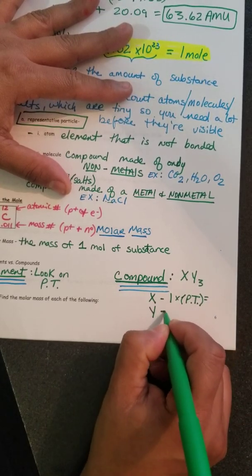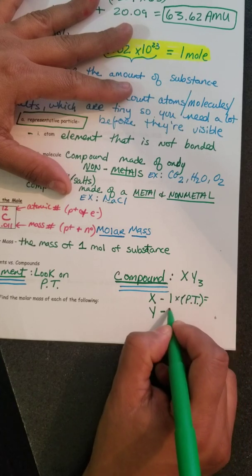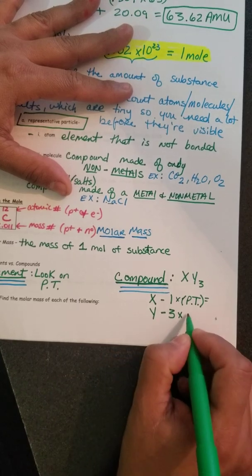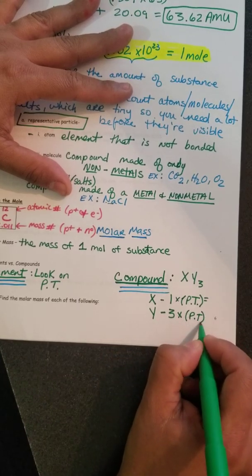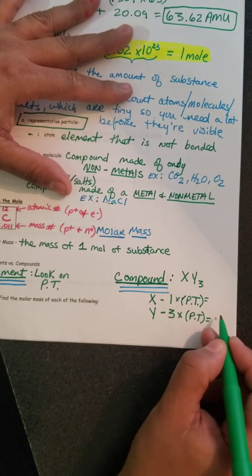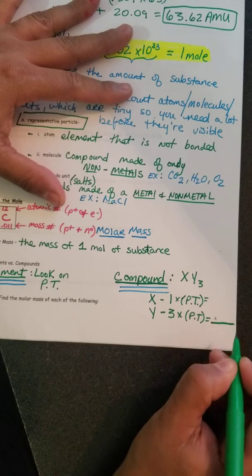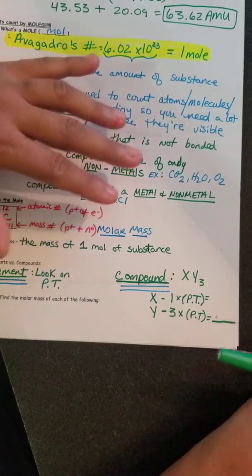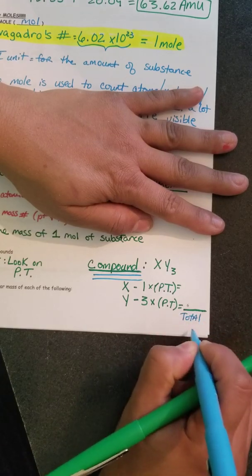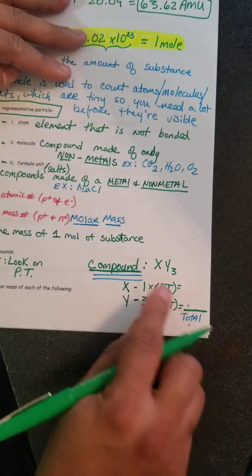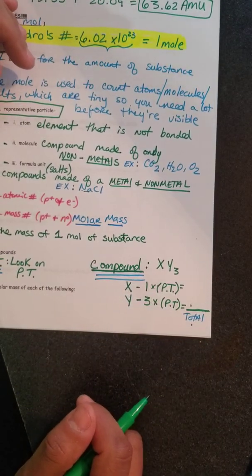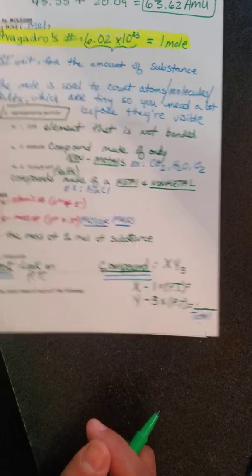How about Y? How many Y's do I have? I have 3 Y's. Multiply, because I looked Y up on the periodic table. Again, it's make-believe. You're going to get this number from the periodic table, multiply by 3. You're going to get a number over here. You're going to now add them together and find the total. And when you find this total, that is the molar mass for that compound. Okay? Not bad. It's pretty easy, actually. Finding the molar mass is really easy.